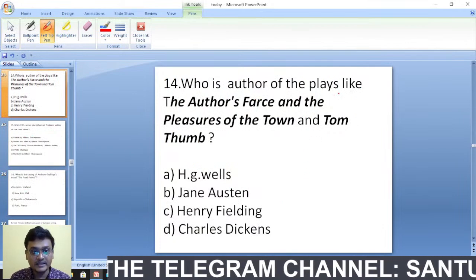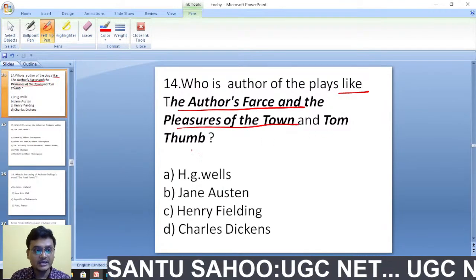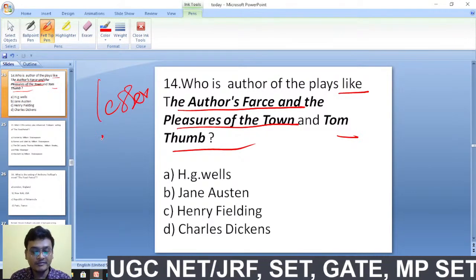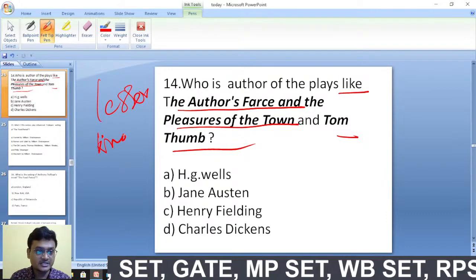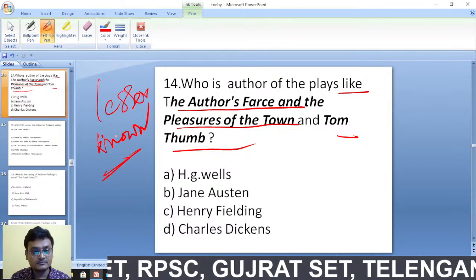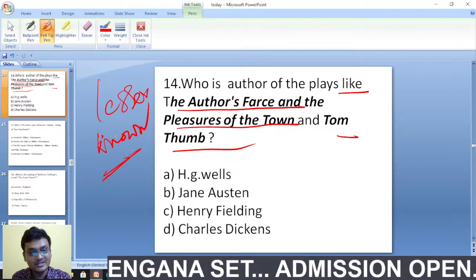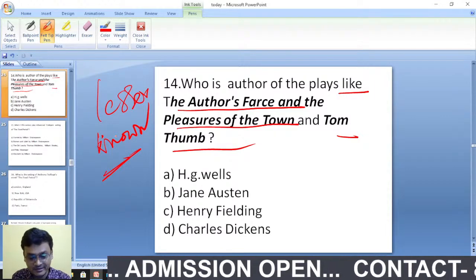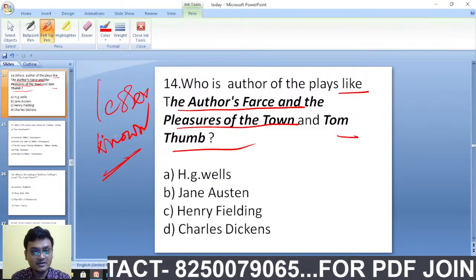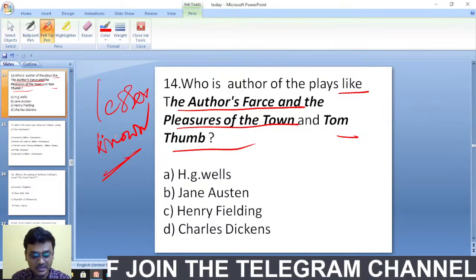Who is the author of the plays like The Author's Farce and The Pleasures of the Town, and Tom Thumb? Apart from novels, he had also written some plays. You can assume it by the title of the plays. You can even answer it; in the question there is the clue. Who is the author of the plays?